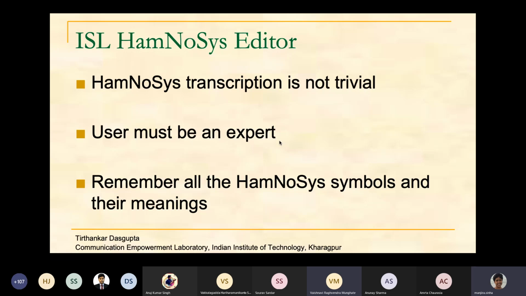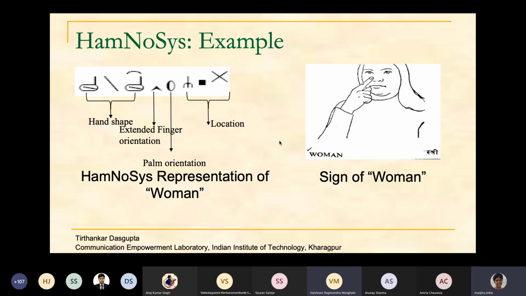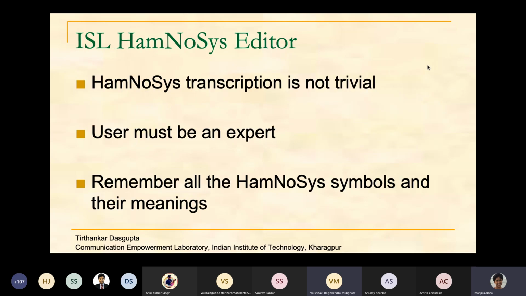Another thing is that Hamnosys transcription is not trivial, because this may be a simple example, but as we have seen, sign language is a full-fledged language and has its own beauty and complexity. So the user who actually transcribes Hamnosys for sign languages must be an expert, and they need to remember all the Hamnosys symbols and their meanings. So it is more difficult than our standard alphabetic system, because generally we don't associate meaning with the character.